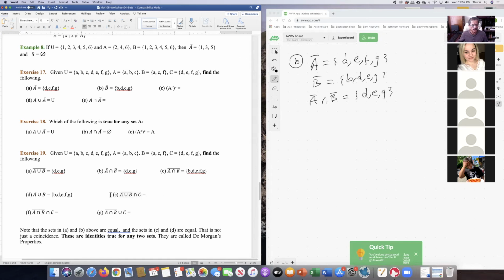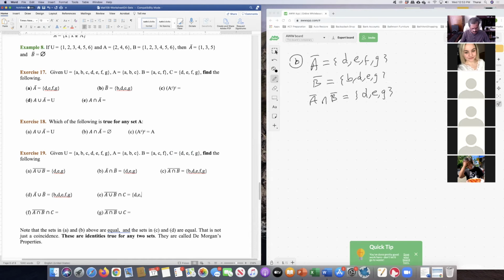Going to part E. A union B bar intersection C. So this means you had to find A union B bar first and then intersect with C. So A union B bar, we already found up here. If you didn't find, you had to find it first. So the question is, what is common to this and the C? C is up here. D, E, G, right. So D, E, G will be the answer to this.